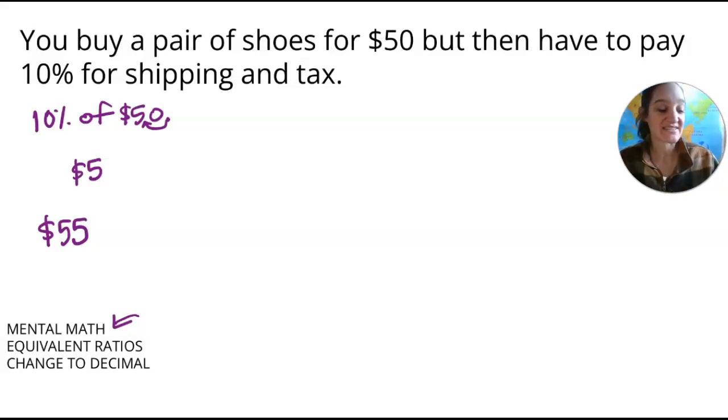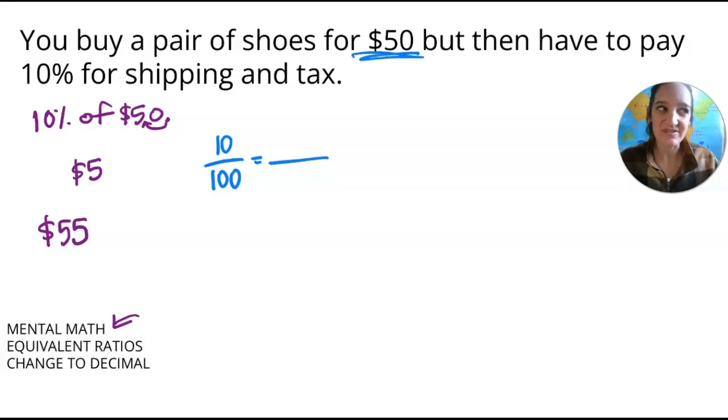But you can also set this up doing the equivalent ratios. I put the percent over 100. Now these pair of shoes were $50. That was the total amount of the shoes. That wasn't just for like the shoelace or one pair. That's for both, or for one shoe. That's for the whole entire pair. So we're going to put the 50 on bottom. It is the whole amount of the shoes. And now I can find the 10% part that I'm going to pay for tax.